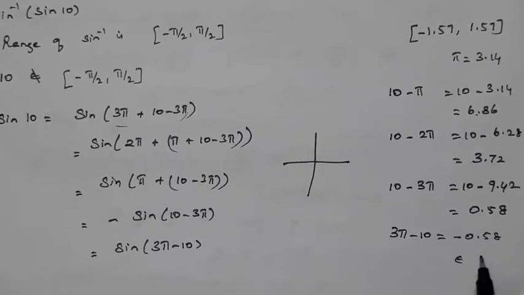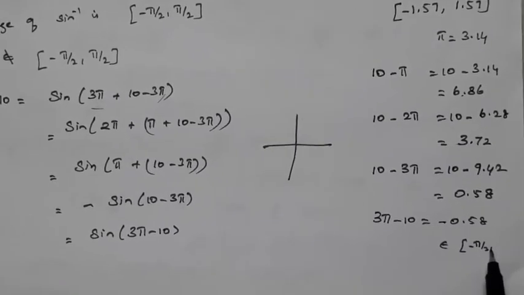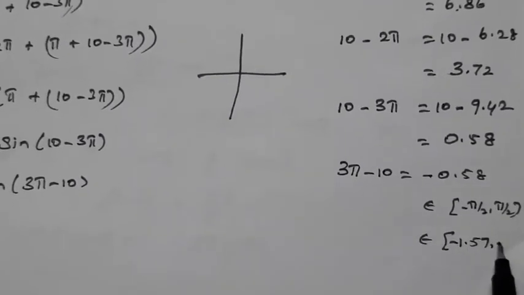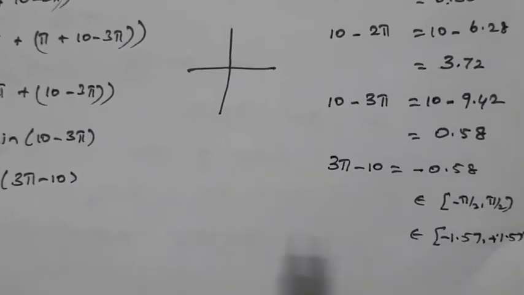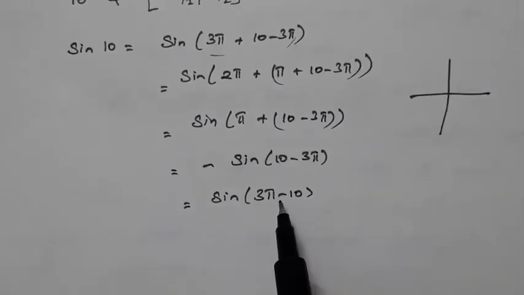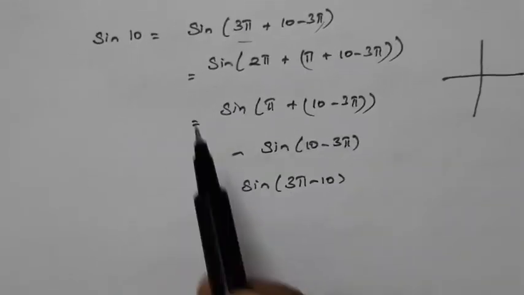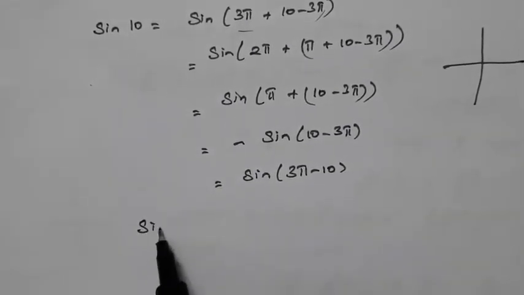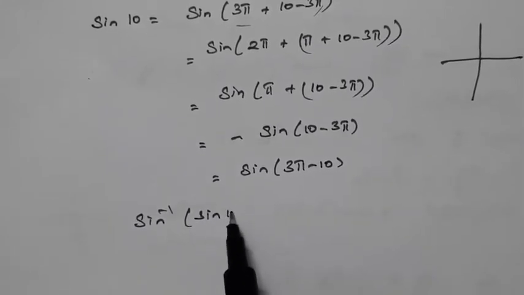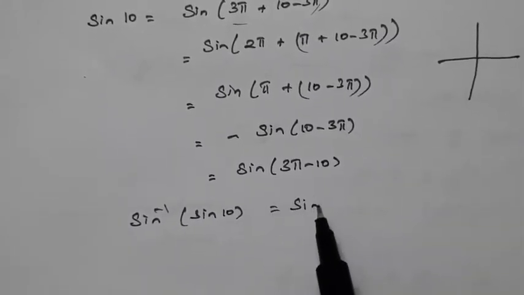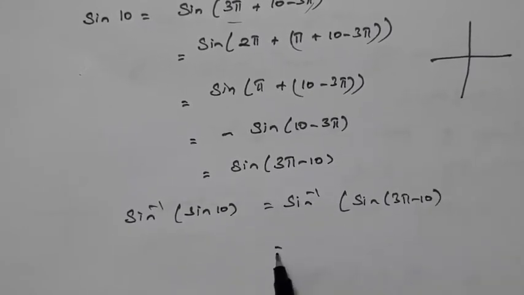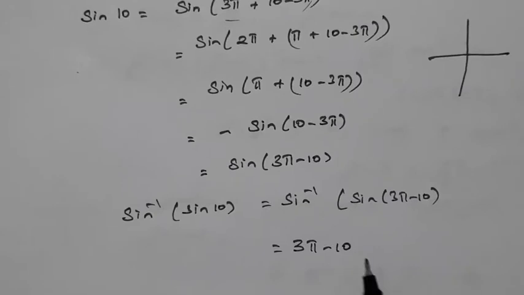Again it belongs to which interval? The closed interval minus pi by 2 to pi by 2, that is minus 1.57 to plus 1.57. So we have found an angle, 3 pi minus 10, whose sine value is equal. So instead of 10 we can replace it by 3 pi minus 10, and therefore sine inverse of sine 10 is equal to sine inverse of sine of 3 pi minus 10, and that is equal to 3 pi minus 10.